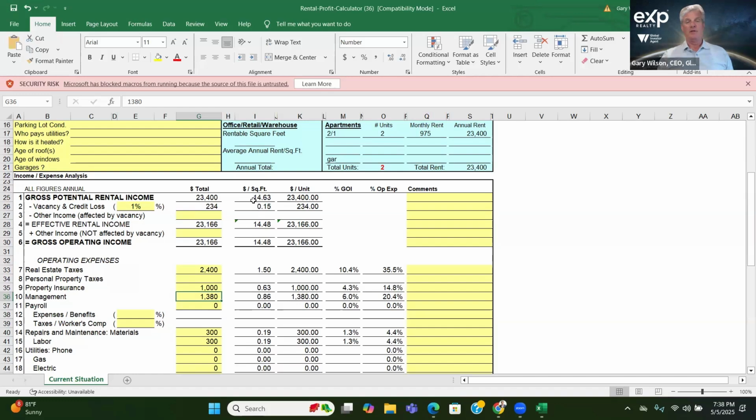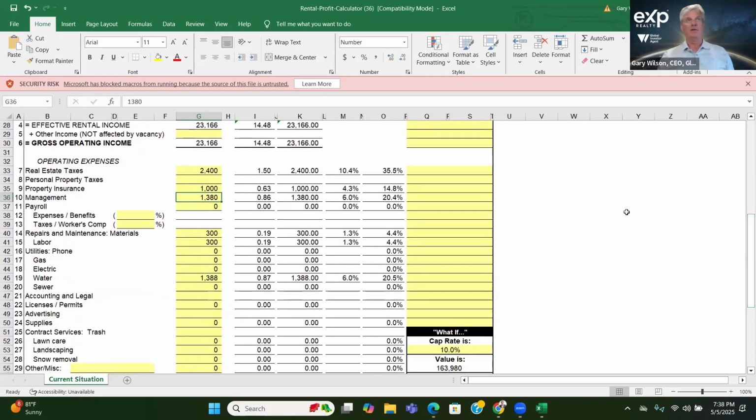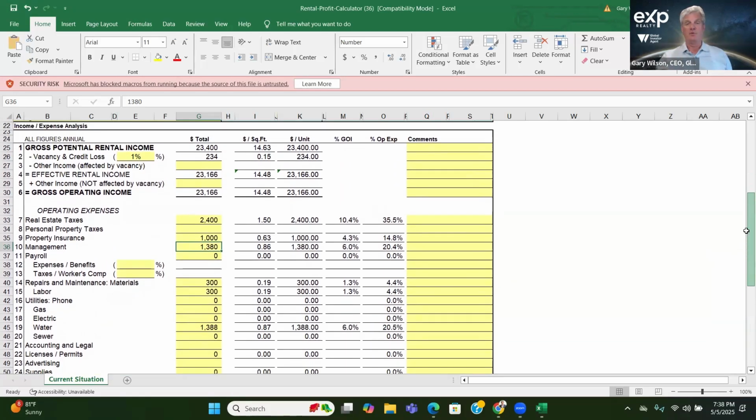The next column is dollars per square foot. The gross operating income for rent is $14.48 per square foot. Now, if you go down here a little bit further, we're going to get into the expenses. This is where the really good analysis comes in. This is where you're going to find out how much of your income is being allocated to different expenses.